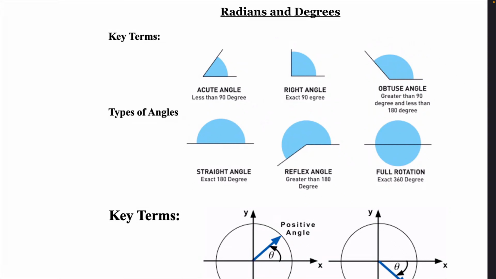Right angle is exactly 90. Obtuse is bigger than 90, but not over 180. Straight angle is 180, exactly 180, okay? A reflex angle is bigger than 180. A full rotation is 360.